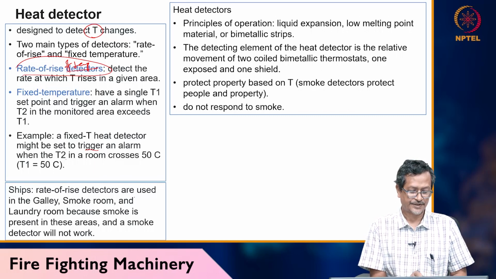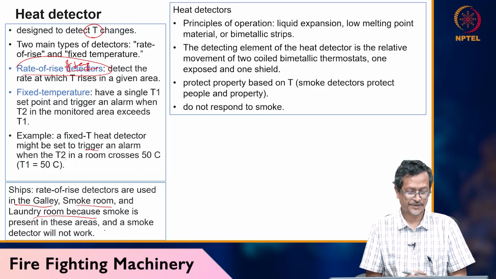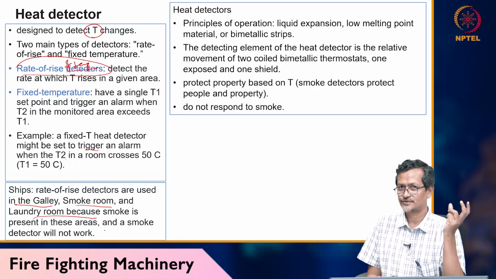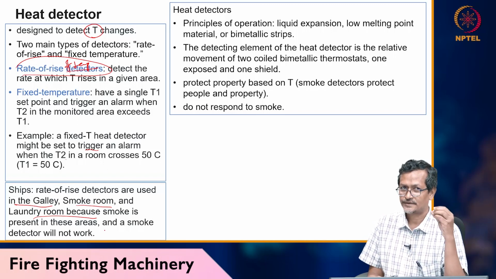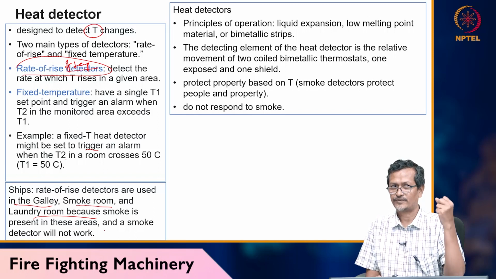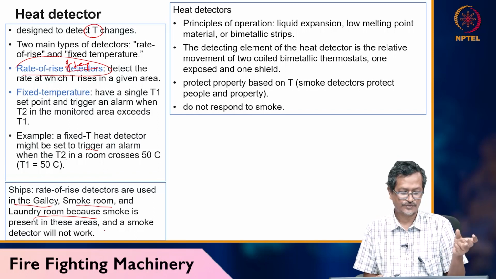On ships, rate of rise detectors are used in the galley, smoke room and laundry room, because smoke is present in these areas. If smoke is already there and you fix a smoke detector, it will not work, because the smoke will already be interfering with ionization, and it will not detect, or it will give false alarms. In that case you can use a rate of rise heat detector.